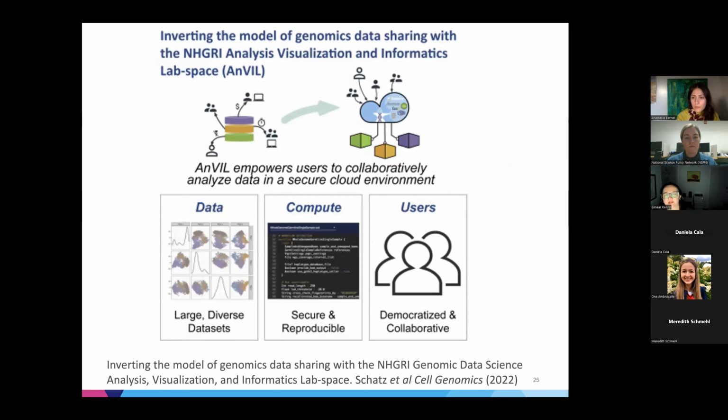And I'm going to point you to one of the models for doing cloud-based computing in a way that can be centralized or federated, and that's the AnVIL. This is the NHGRI Analysis, Visualization, and Informatics Lab-space. There are many others out there of a similar flavor that enable more democratized, they call it, user interaction with the data.